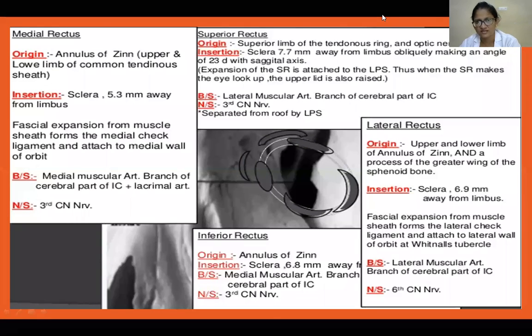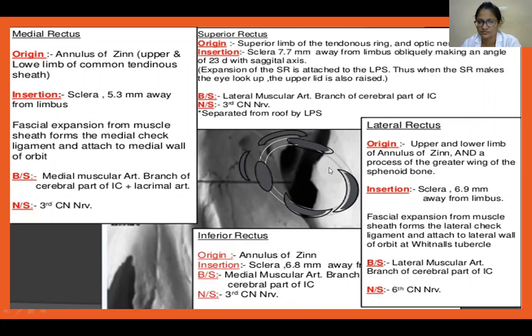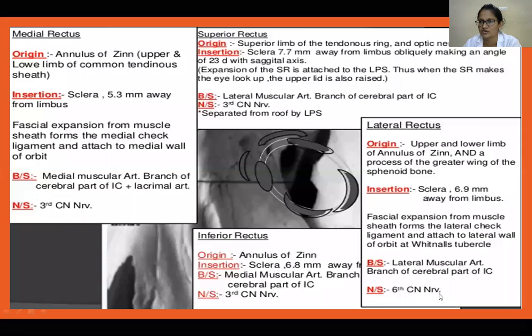Superior rectus and lateral rectus are supplied by the lateral muscular artery, whereas inferior rectus and medial rectus are supplied by the medial muscular artery. All these muscles are supplied by the third cranial nerve, except the lateral rectus. The lateral rectus is supplied by the sixth cranial nerve, which is nothing but the abducent nerve.